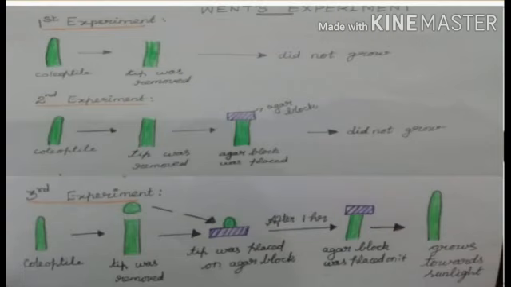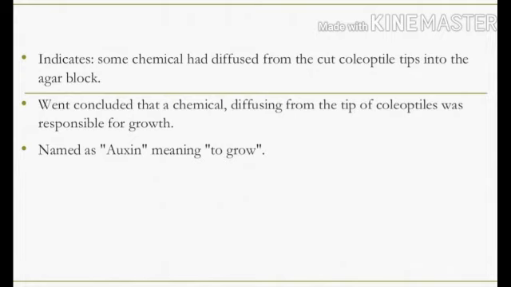All these experiments indicate that some chemical had diffused from the cut coleoptile tips into the agar block. And then Went concluded that a chemical diffusing from the tip of the coleoptile was responsible for growth. That is, he is saying that a chemical is getting diffused into the agar block from the coleoptile tips, and that chemical is responsible for growth, and he named that chemical auxin. It means to grow. So the meaning of auxin is to grow.